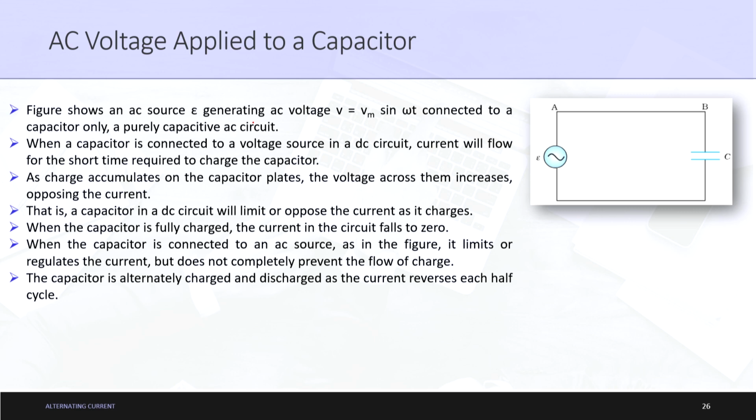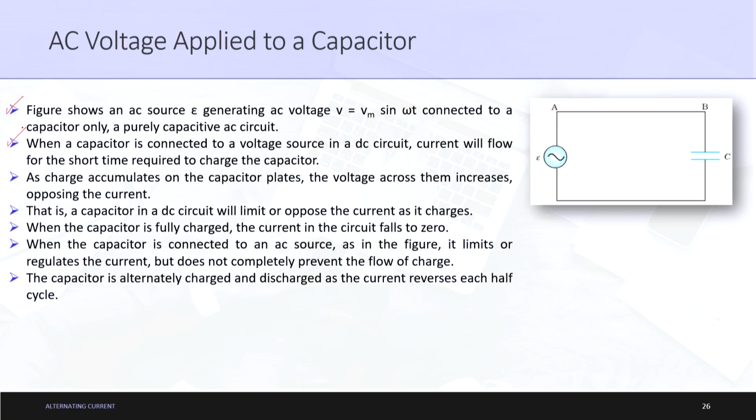What does it mean? It basically means the assumption is that the internal resistance in the wires is 0 and there is no external resistance, only a capacitor is involved apart from an EMF voltage being supplied, which is written in the form V equal to Vm sin omega t. Okay. So, when a capacitor is connected to a voltage source in a DC circuit, current will flow for a short time required to charge the capacitor.